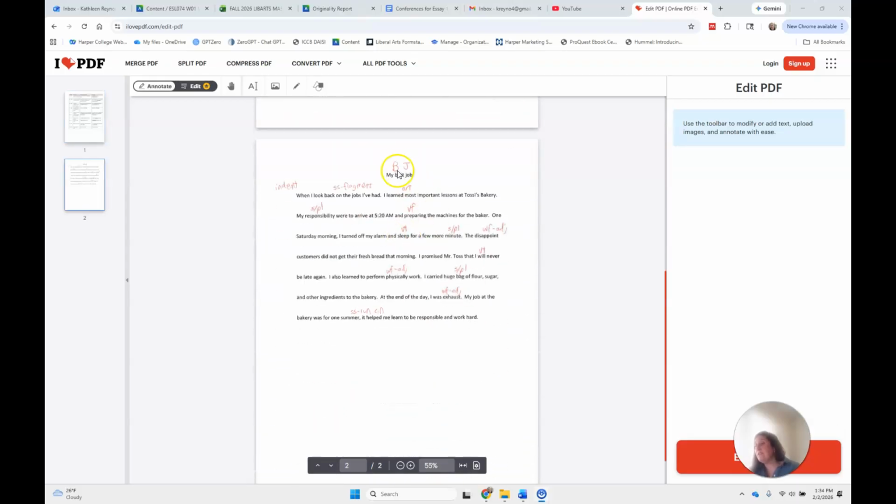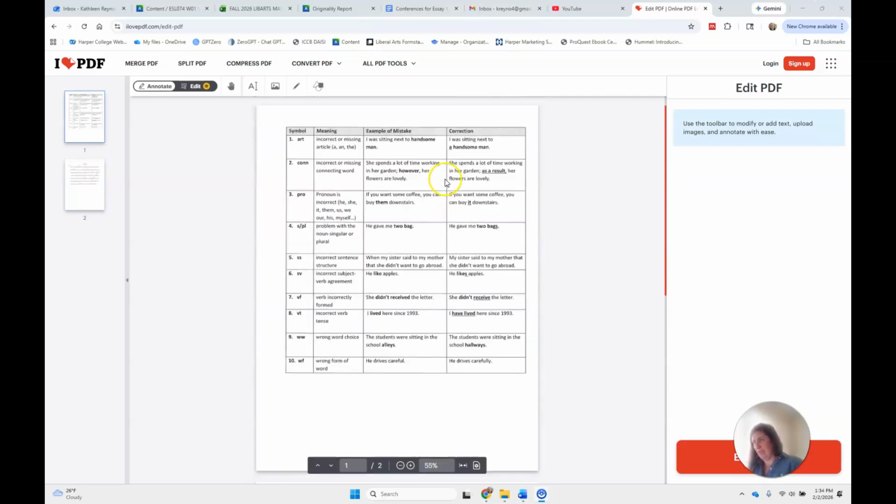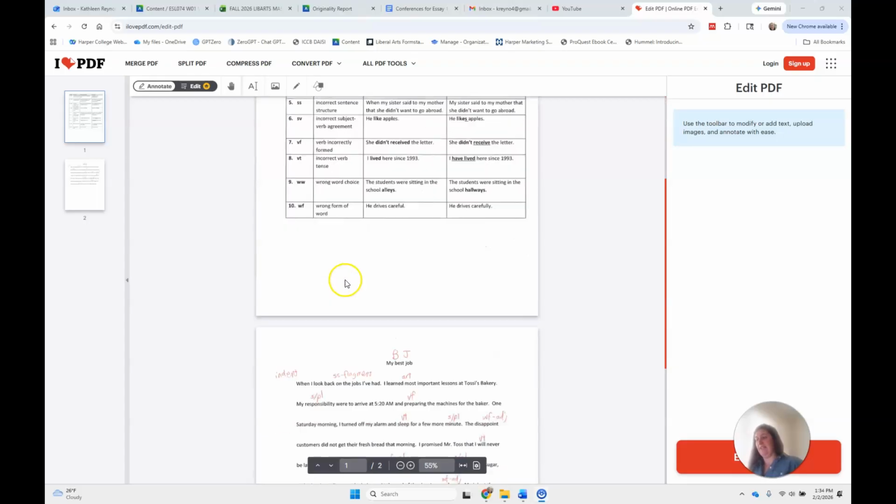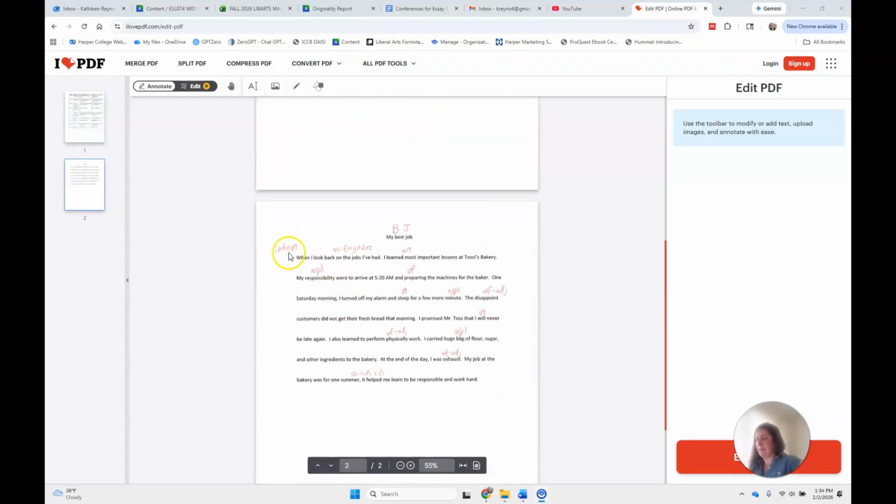You will see, for example, here it says my best job, and we want to capitalize the first letter of each content word. So, of course, something like this where I wrote a capital B and a capital J is not on the list, and sometimes things are like that. Here's also one that's not on the list, indent. Hopefully you know that that means to push tab to move over the first line of each paragraph.